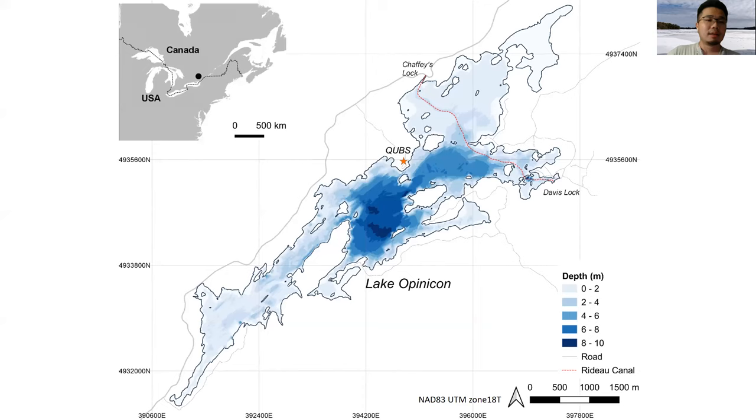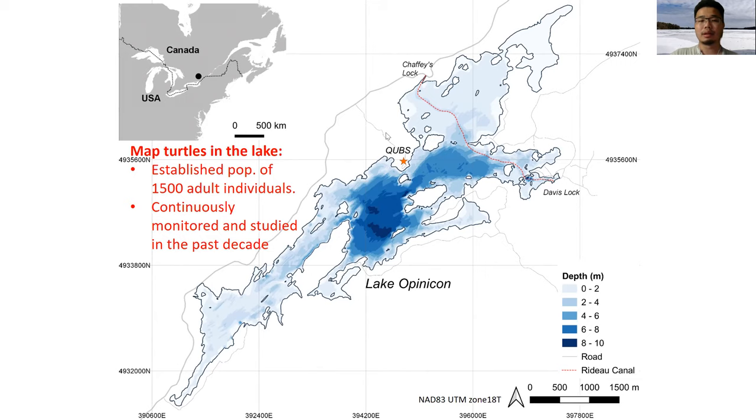Okay, so here's the study site. It's the Lake Opinicon. I'm sure you guys are familiar with. Cubes is right here. This is the lake. We have a fairly deep, relatively deep central basin in the center of the lake. It's about 10 to 12 meters. Then we have shallower areas towards the end. Okay, so we do know map turtles are doing pretty well in the lake.